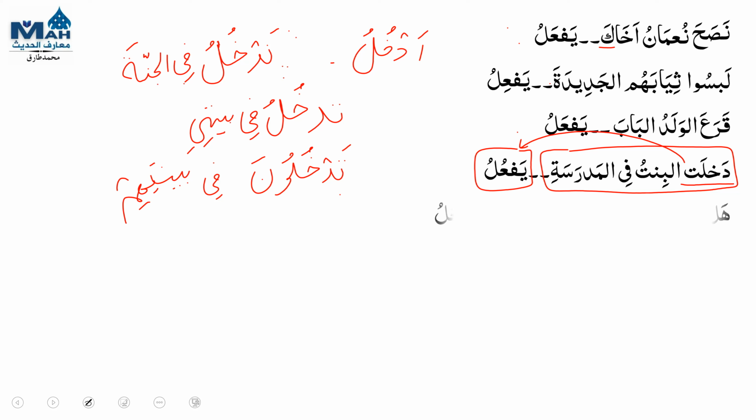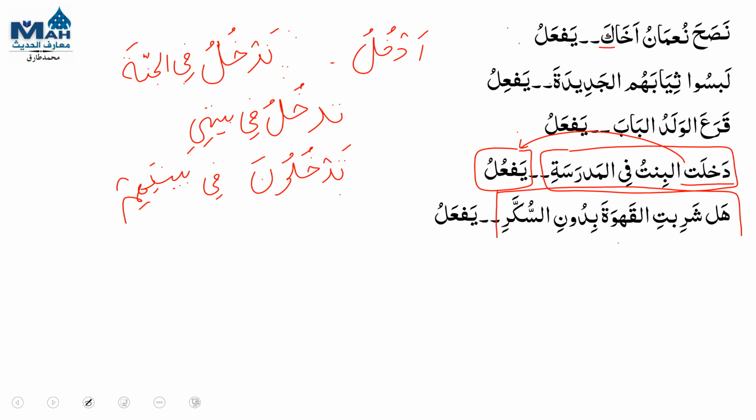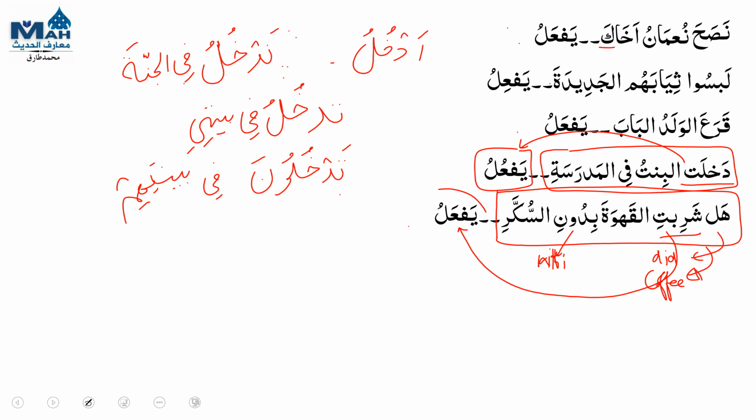So next sentence is: هل شربت القهوة بدون السكر؟ Do you drink tea or kahwa? No, it's past. Did you drink kahwa or tea or coffee? بدون means without sugar. Did you drink coffee without sugar? Now you need to convert this to this weight.